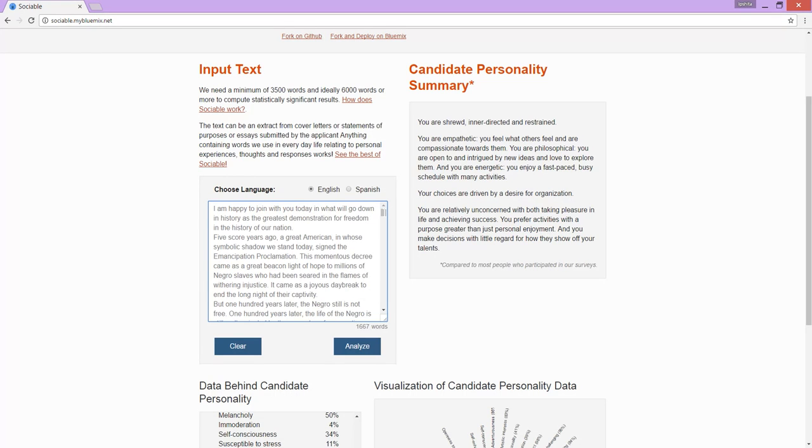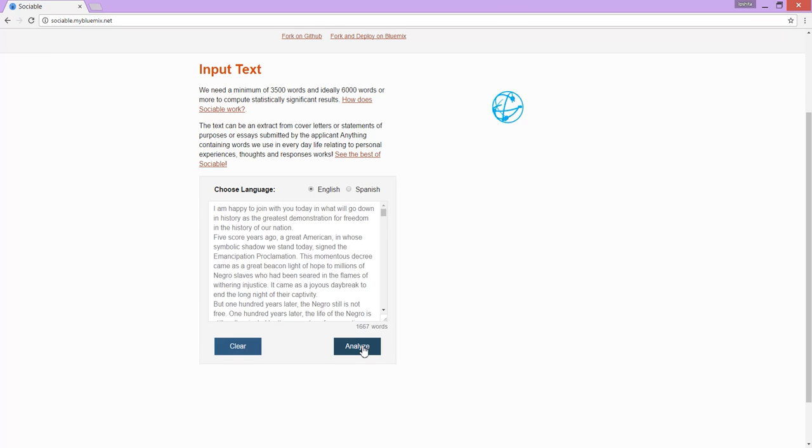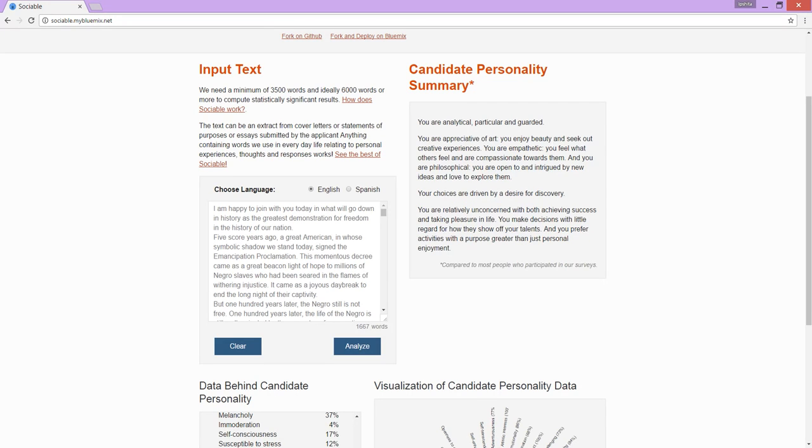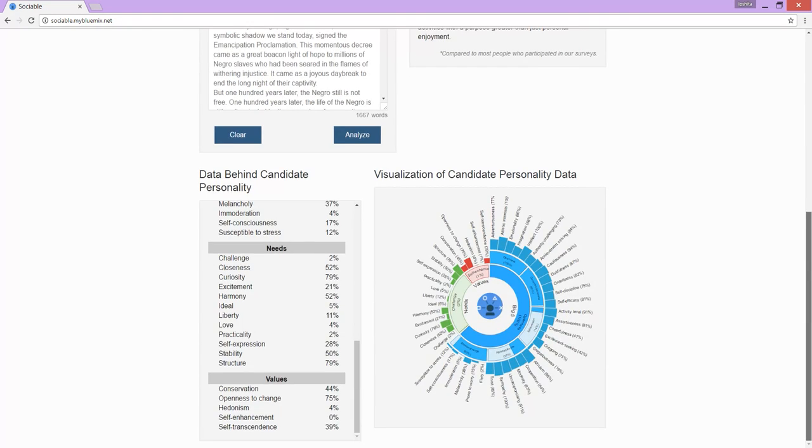I now have the famous I Have a Dream speech by Martin Luther King Jr., and I'm going to click on Analyze. Analytical, particular, and guarded, appreciative of art, choices driven by a desire for discovery, and then similarly the data and visualization.